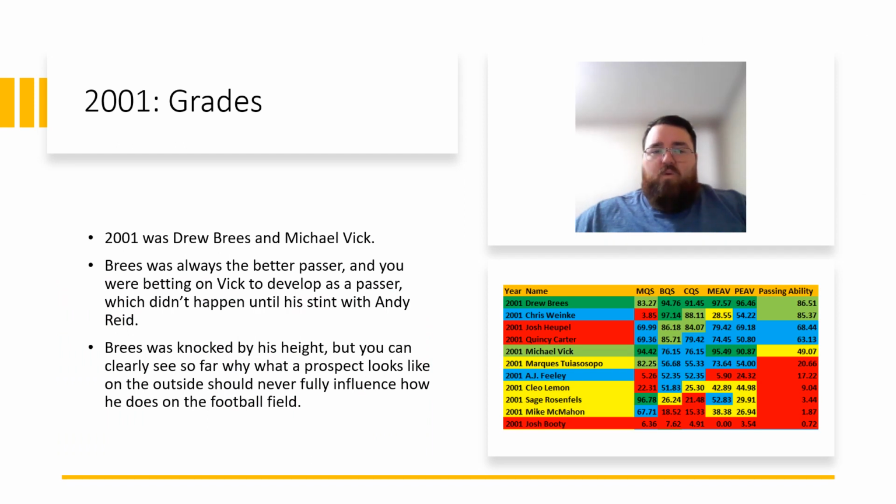Moving on, 2001. 2001 was Drew Brees and Michael Vick. Brees was always a better passer, and you were betting on Vick to develop as a passer, which didn't happen until his stint with Andy Reid on the Philadelphia Eagles. Brees was knocked by his height, but as you can clearly see so far, what a prospect looks like on the outside should never really influence how he does on the football field, guys.